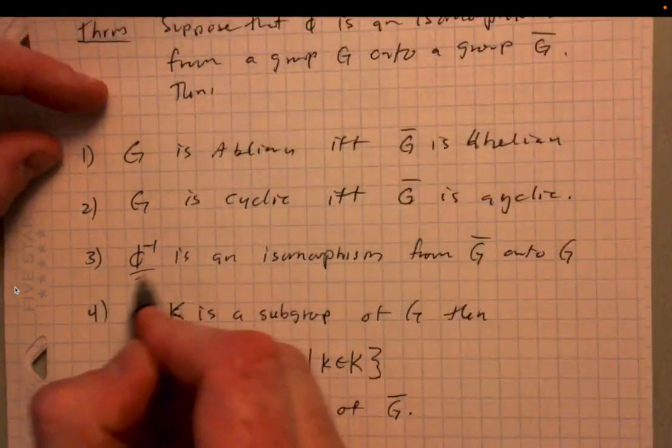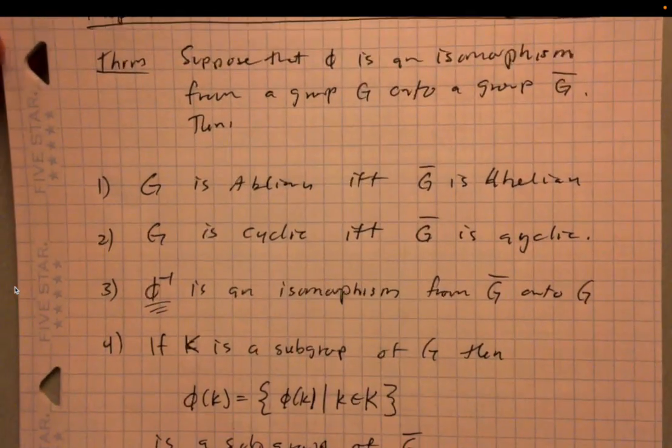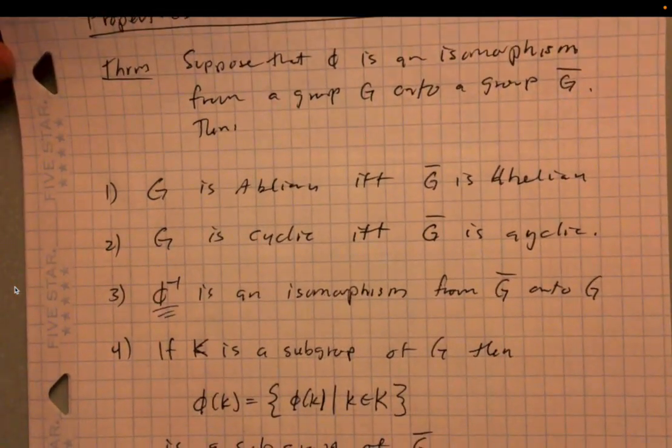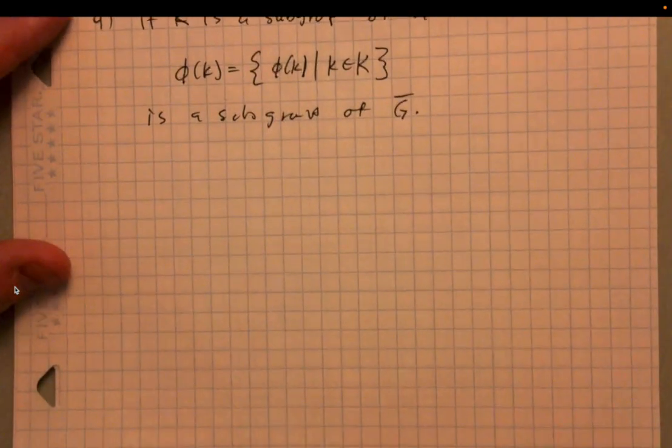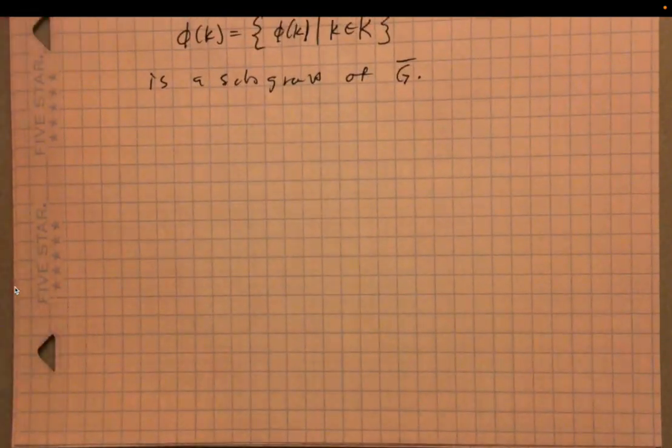3 is something that shouldn't be surprising either if you take seriously the idea that phi is a function, a one-to-one and onto function. It must have an inverse, and so that inverse defines an isomorphism in the opposite direction.